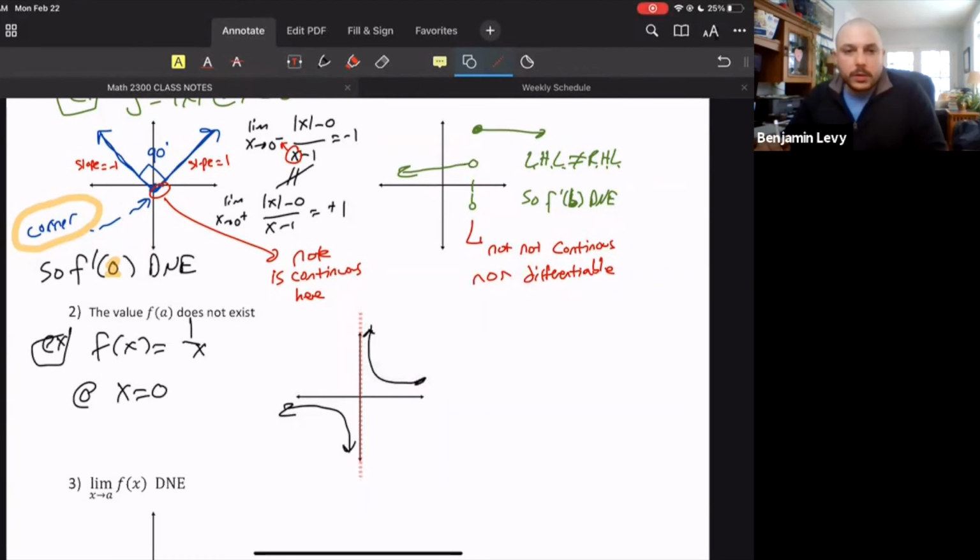And so this is what's called an infinite discontinuity. We've seen this before. And the thing I'm trying to point out, if this is the graph of 1 over x, is that you can't plug in 0 in there. So f of 0 doesn't exist. And so if f of 0 doesn't exist, you can't plug f of 0 into the formula.